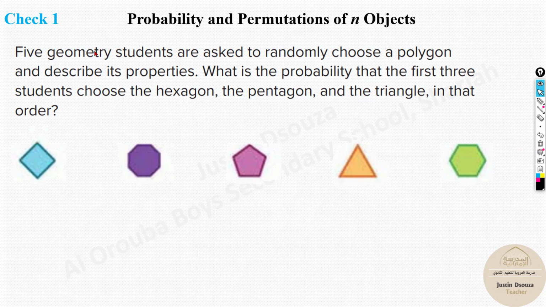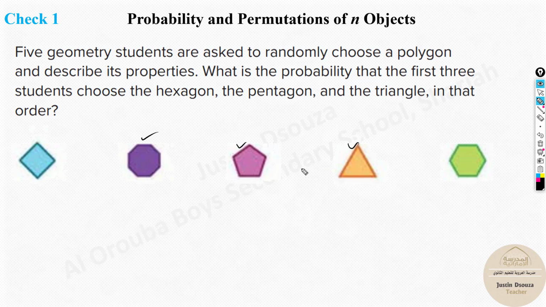Now we will look over here. 5 geometry students are asked to randomly choose a polygon and describe its properties. What is the probability that the first 3 students choose a hexagon, a pentagon and a triangle in that order? See, now it's very important. There is an order over here. Hexagon is chosen first, pentagon next, and then the triangle. No matter what, all the 3 students must choose in the same order.